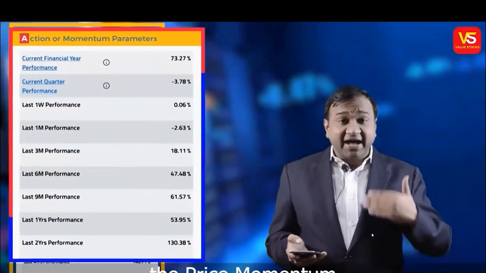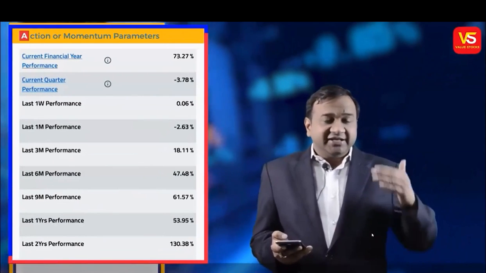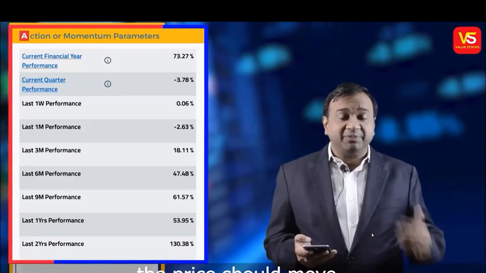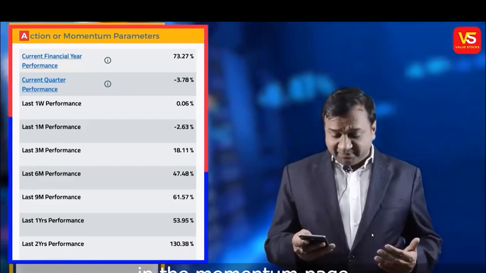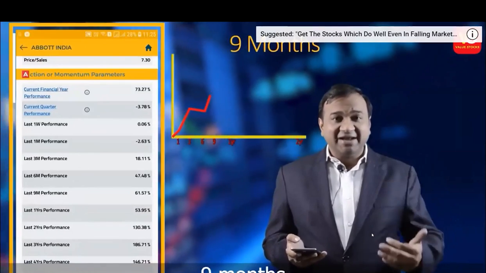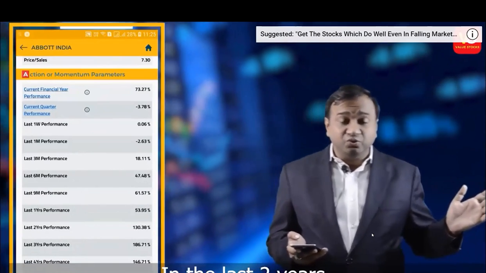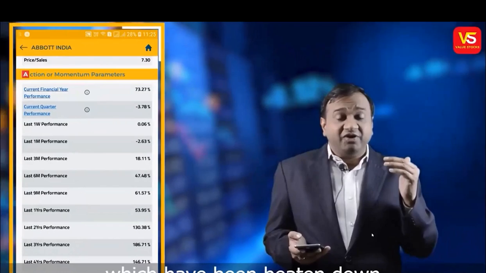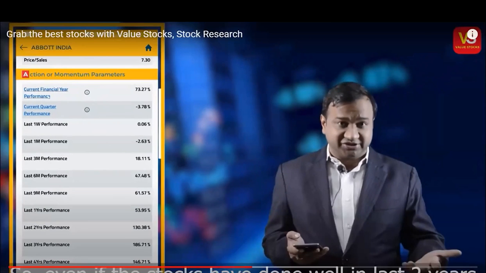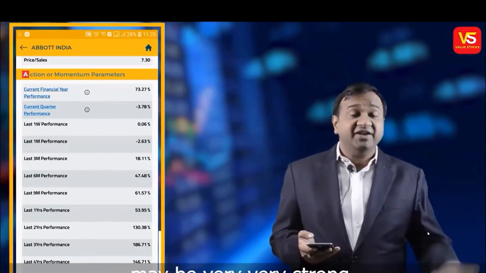The second is the price momentum. If the stock has good fundamental parameters, then the price should have moved. What we have observed is that whenever a stock has growth parameters, the price should move. So in the momentum section we have given the price movement over 1 month, 3 months, 6 months, 9 months, 1 year and 2 years. In the last 2 years, there have been stocks which have been beaten down. If you see that a stock has done well in the last 2 years, that means the stock's fundamentals may be very, very strong.